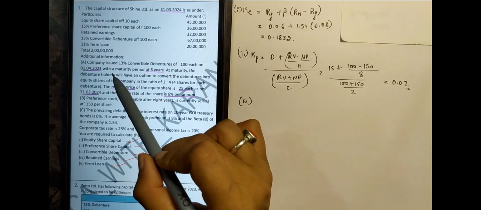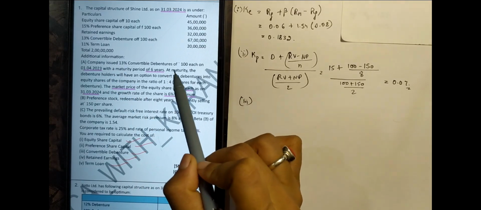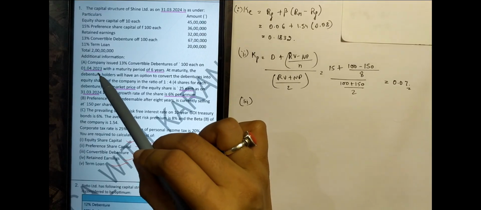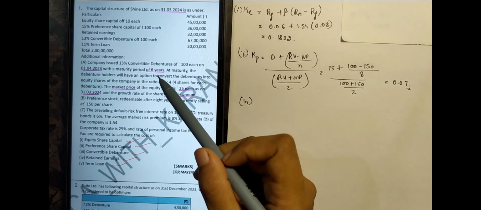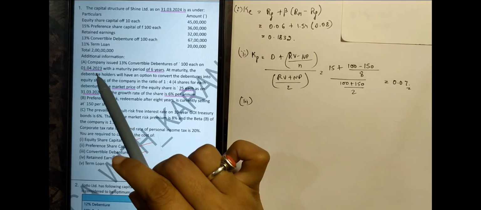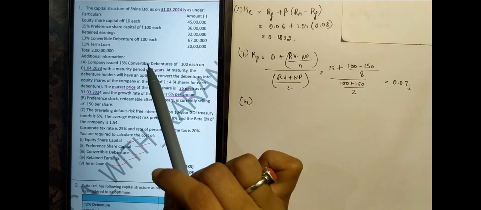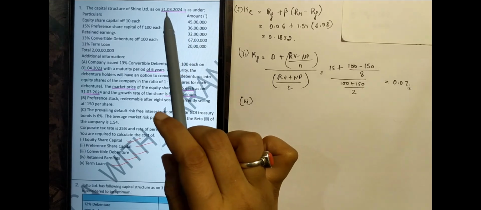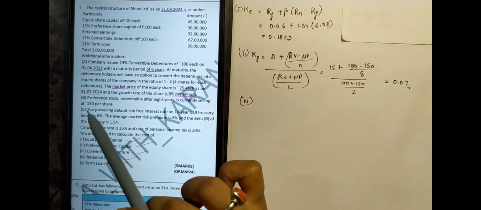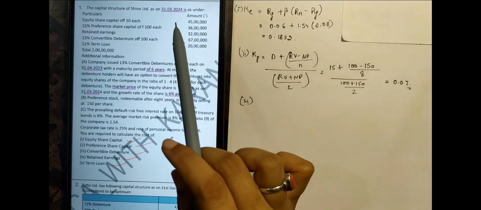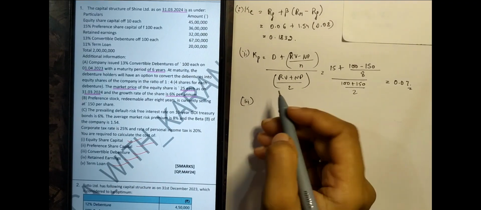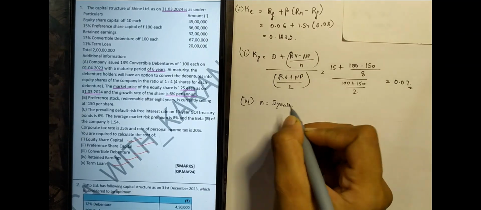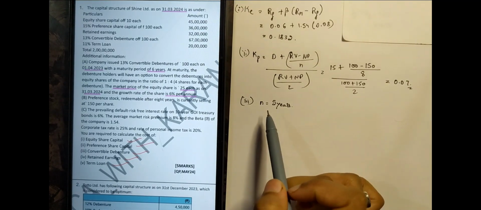And next, the third question they have given is to calculate the cost of convertible debenture. The company issued 13% convertible debentures of 100 each on 1/4/2023, with a maturity period of 6 years. But now we are at 2024, so from now we need the years that are left. If for 2023 it is 6 years, from 2024 the number of years left is 5. So n is equal to 5 years, not 6 years. This is a mistake most of us do, but please avoid it.